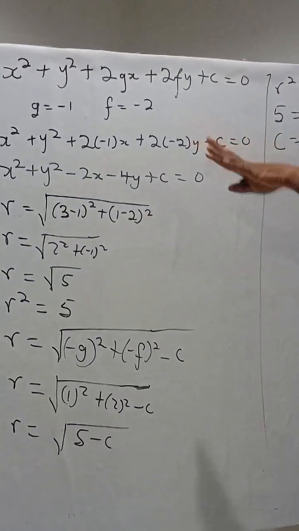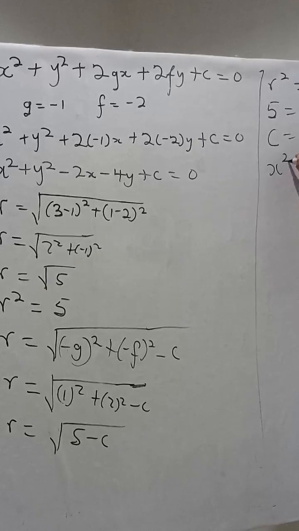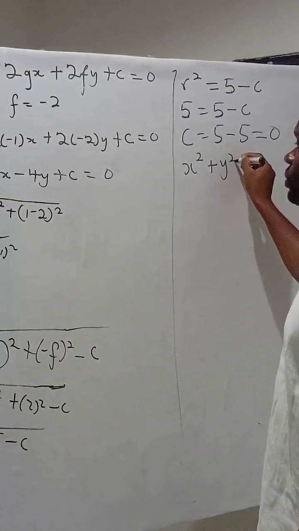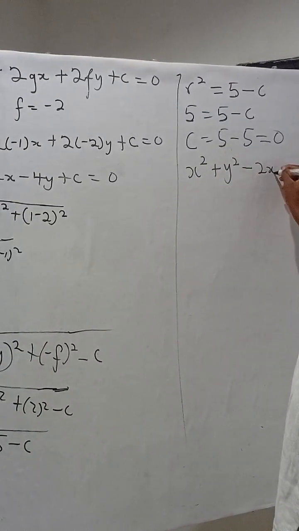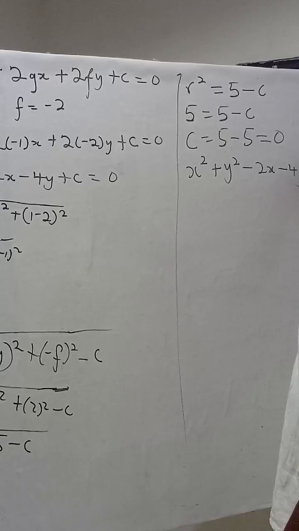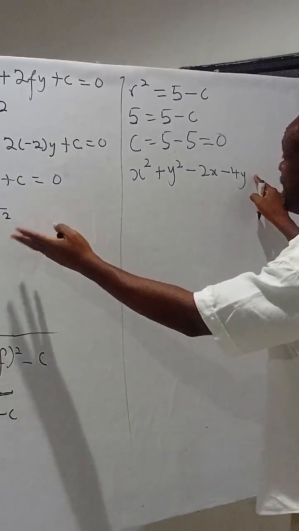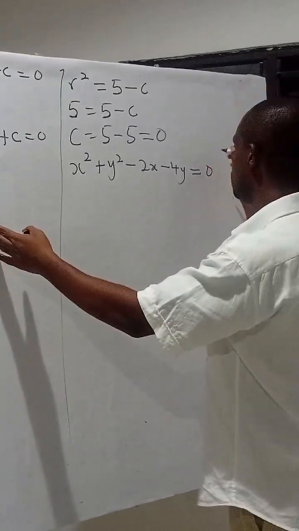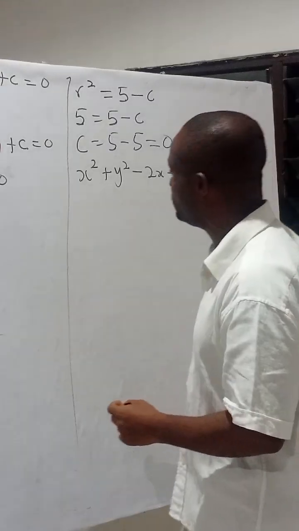Let me go and put it there. So it will be x squared plus y squared minus 2x minus 4y plus 0, which I will not write, is equal to 0. And that is the equation of the circle.